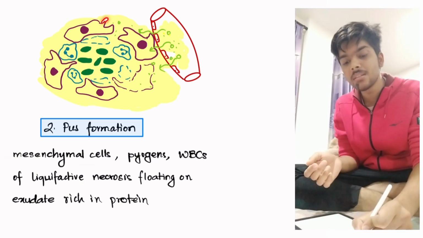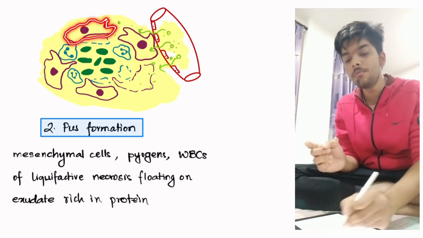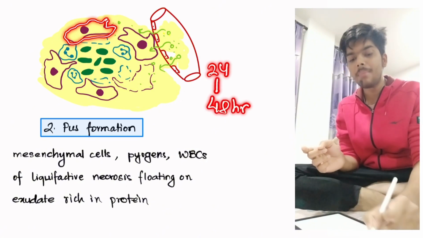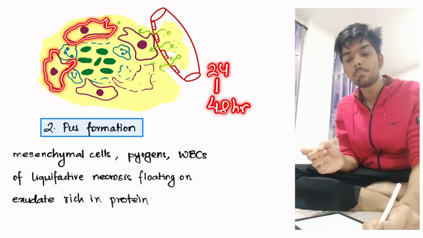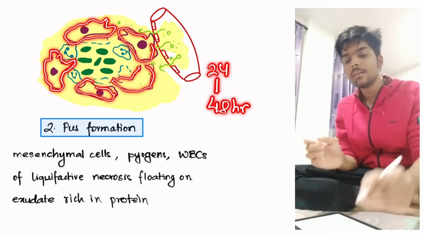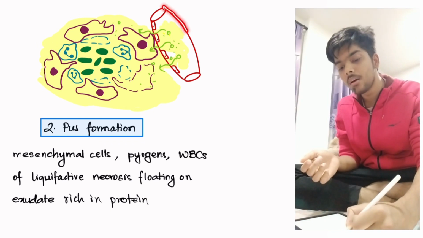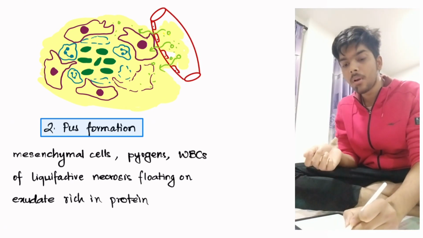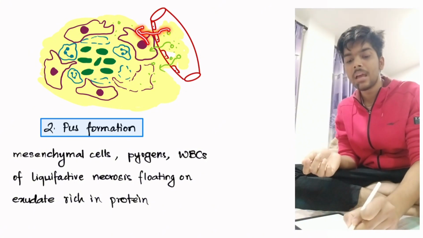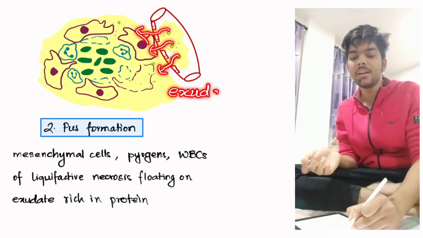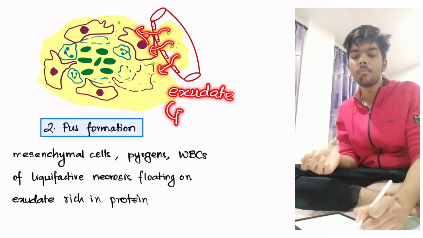Secondly, macrophages appear. About 24 to 48 hours later, macrophages appear for the process of phagocytosis. Since there is inflammation of the blood vessel, the content of the blood vessel also leaks out, and this content is none other than exudate, and exudate is highly rich in protein.